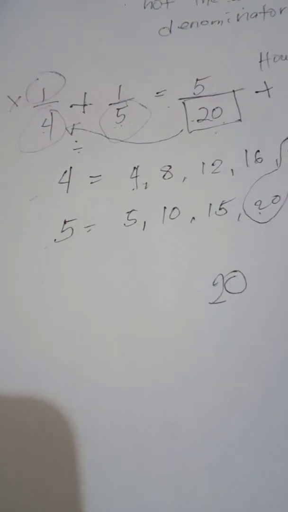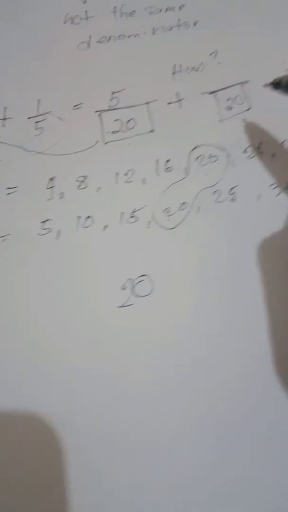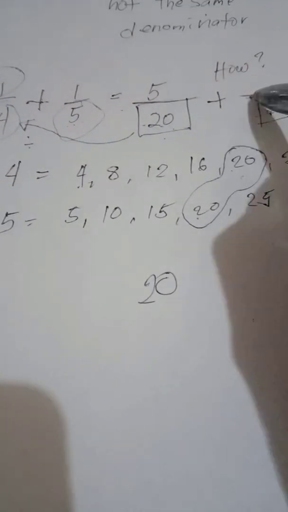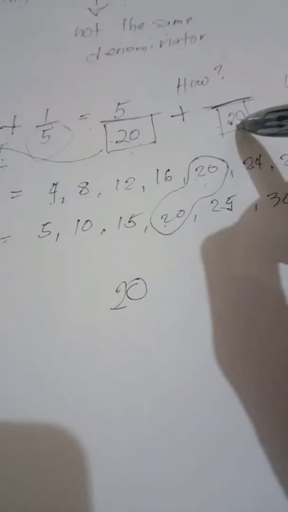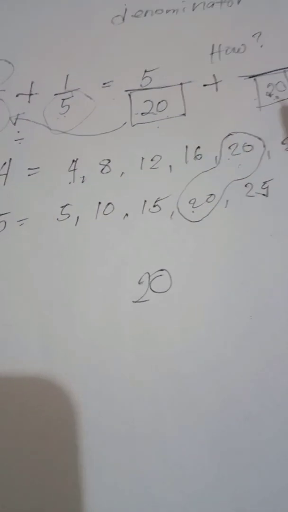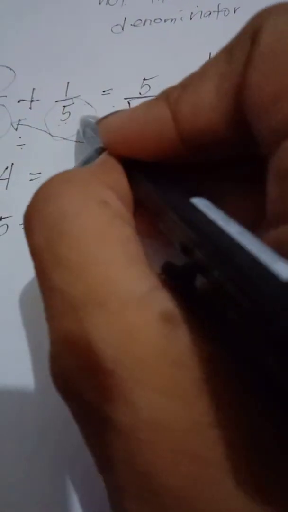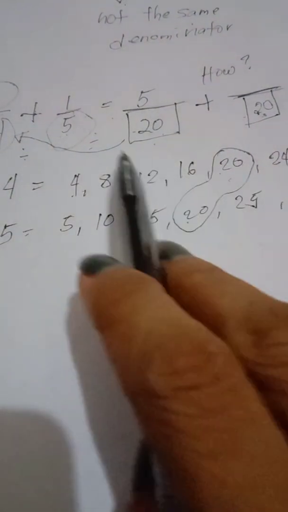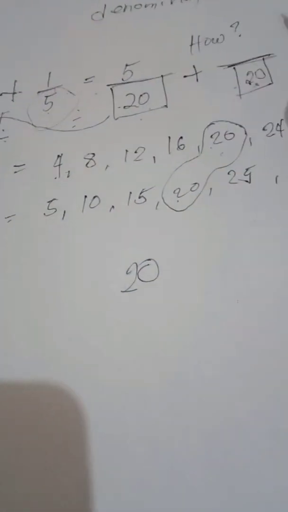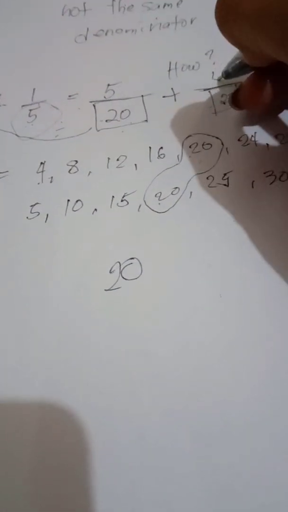Next, the second fraction. 20 divided by 5, that is 4, right? Then 4 times 1, we multiply by the numerator, which is 1. 4 times 1 is 4. So we put 4 here.